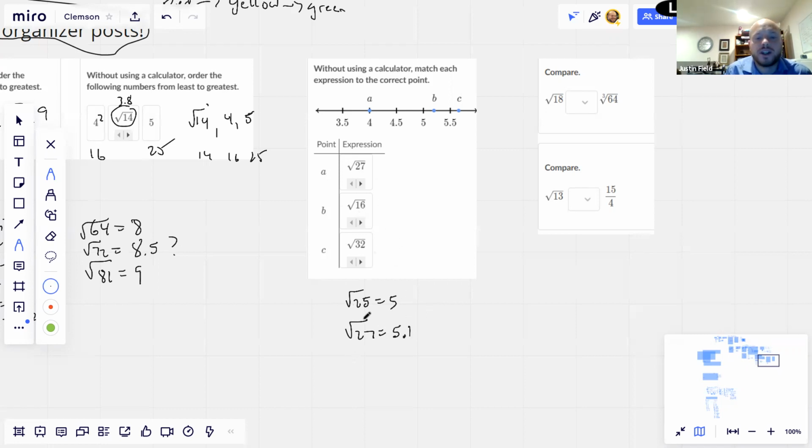The square root of 16. It's another thing I need to know. Well, I know that's 4. And the square root of 32. Well, I know the square root of 25 is 5. I know the square root of 36 is 6. There's got to be in between those. And it's kind of in the middle again. We'll call it 5.5. All right, so now we have what we need.